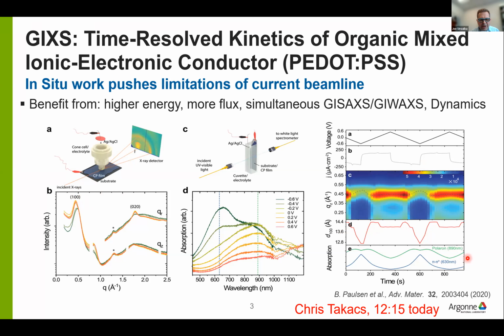So this experiment, as nice as it is, could benefit from higher energy photons, more flux, being able to measure GISAXS and GIWAXS simultaneously, and intriguingly, if we could measure the dynamics. That's one example of what makes us think about a new beamline to help make these kinds of ideas a reality. And Chris is going to give us an update in his talk later today about the progress in this project.